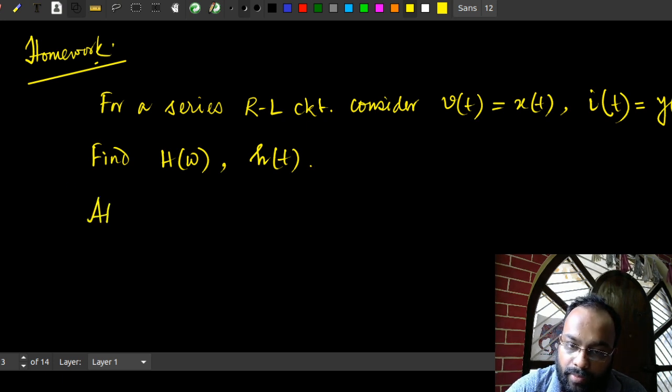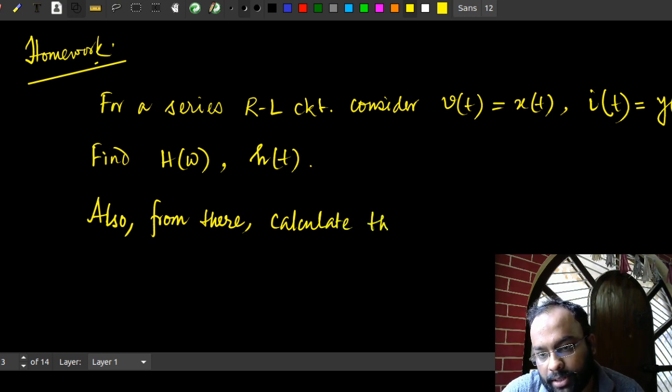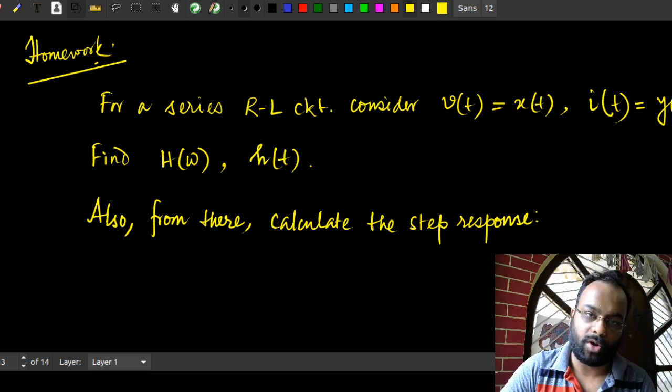Also, from there, calculate the step response. If you do this, it will automatically cement your idea of what we just discussed today.